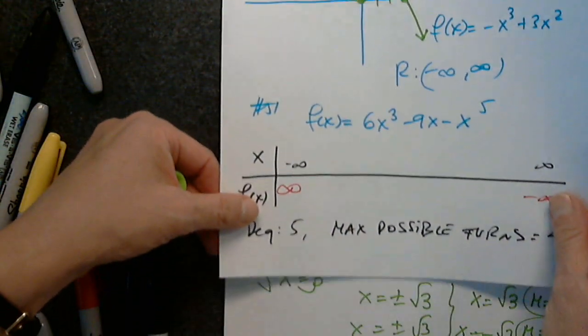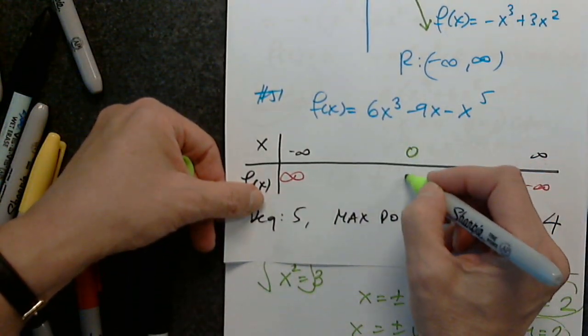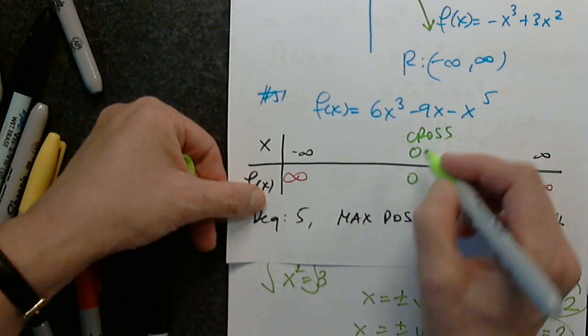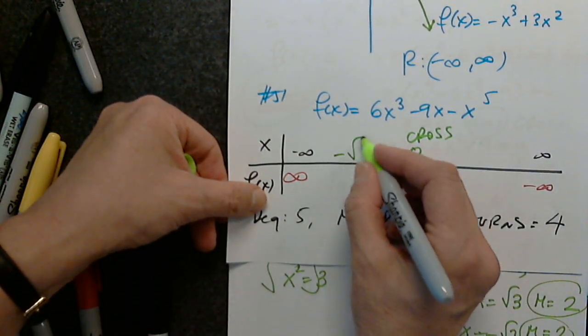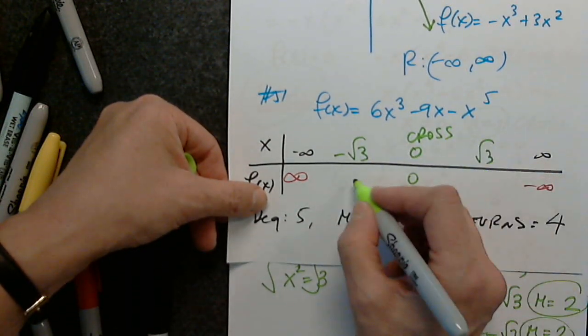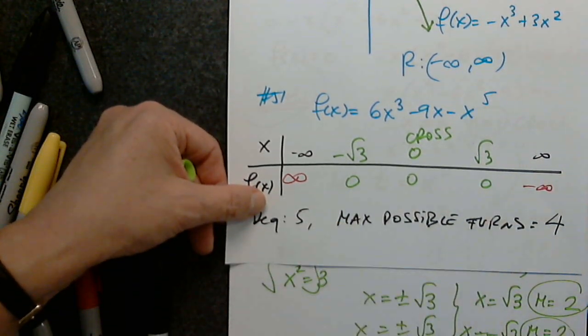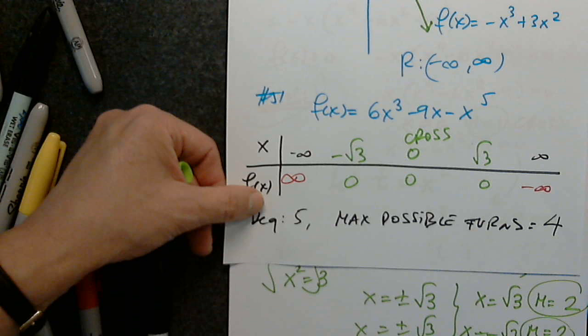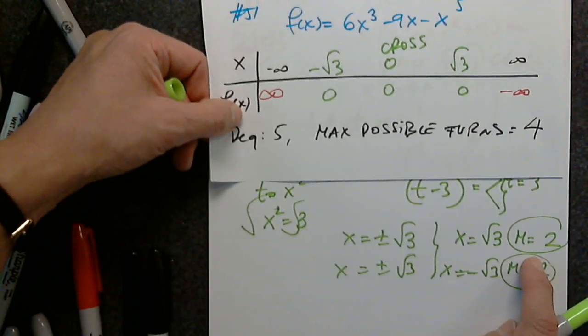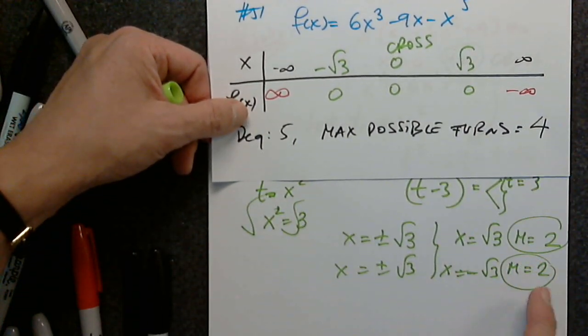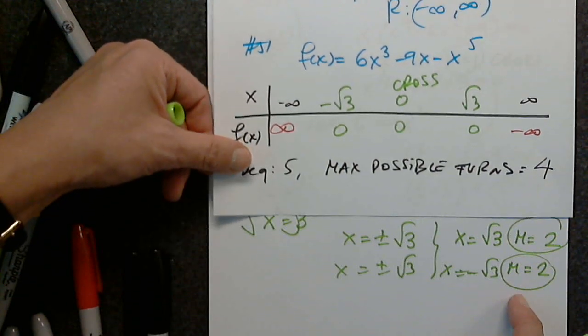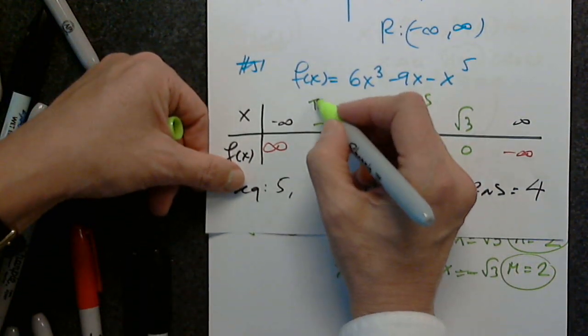So I go back to my table. I put 0, 0, which is a cross. I put negative the square root of 3 and the square root of 3 with 0 and 0, which is what? So multiplicity 2. Multiplicity 2. What does that mean? What will the function do there? Exactly.